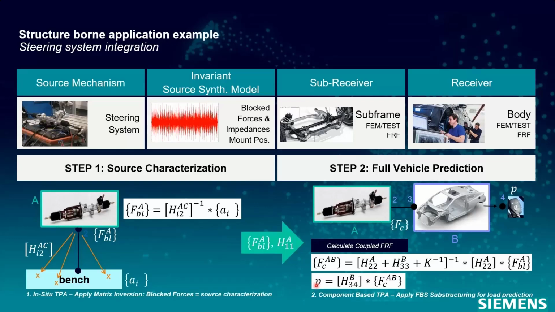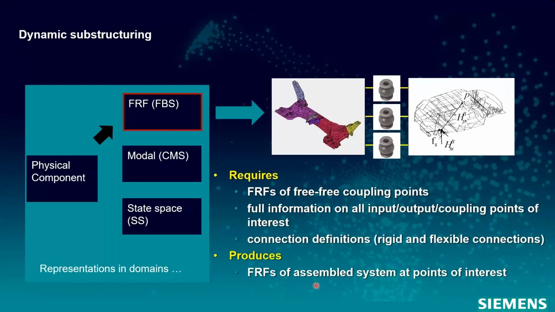Where does this equation come from? That's one of the dynamic substructuring techniques. It's a way, if you have information from your subsystems, to create the FRFs of your assembled system. If you have a physical component, you can characterize it in several domains. By using transfer functions, or maybe you have mode sets, or you can have a state space model, and so on. In each of these domains you can do substructuring. So you have FBS for FRFs, we have component mode synthesis if you have mode sets, and we have state space substructuring if you have state space models.